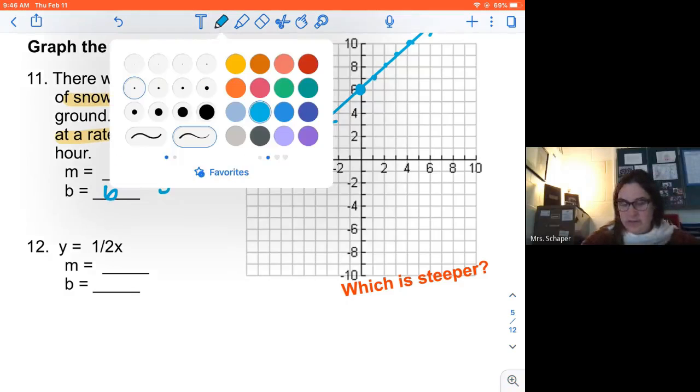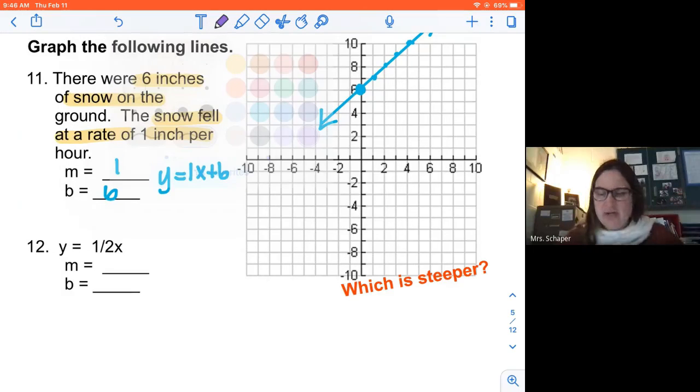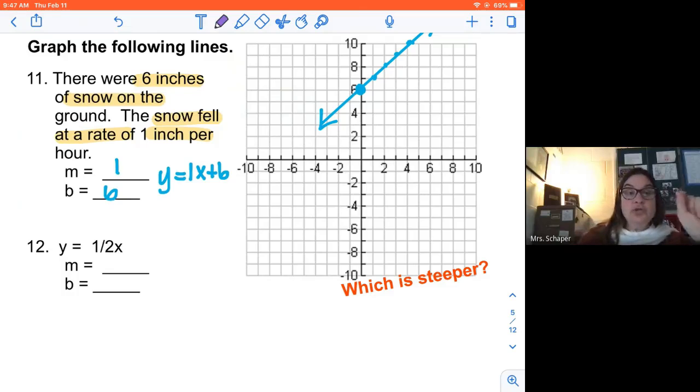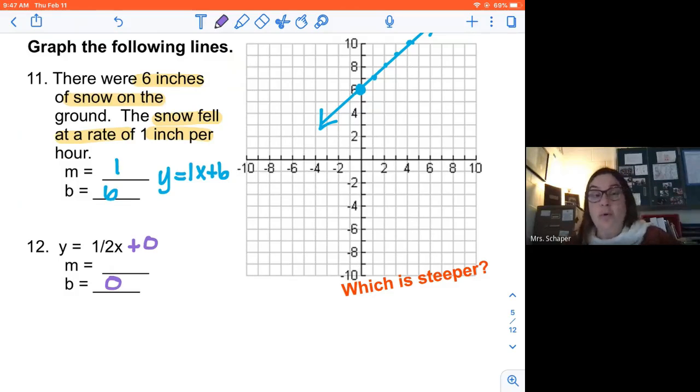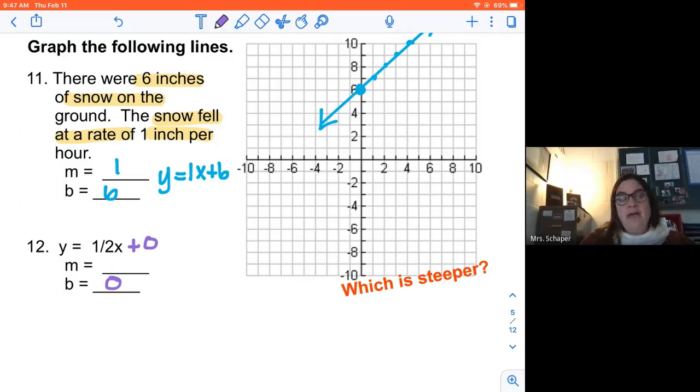Ooh, this one's a little different. Just says y equals 1/2 x. Like there's no b. I'm not adding or subtracting anything. That's proportional, which is also called direct variation. That means that it goes through the origin. This is like saying plus 0. So the y-intercept is going to be 0. This is a direct variation function. This is a proportional function. Okay, so y equals 1/2 x plus 0. Okay, so m equals 1/2.